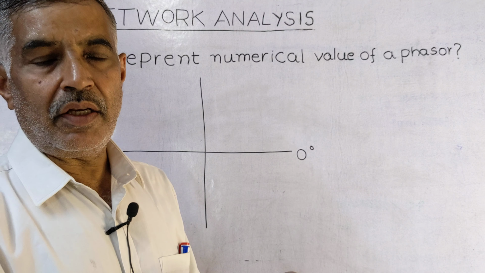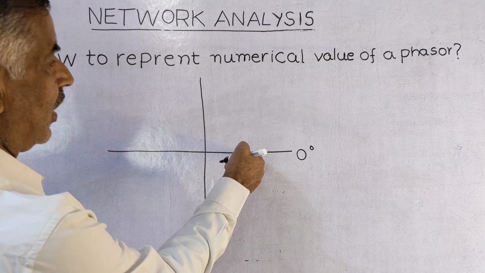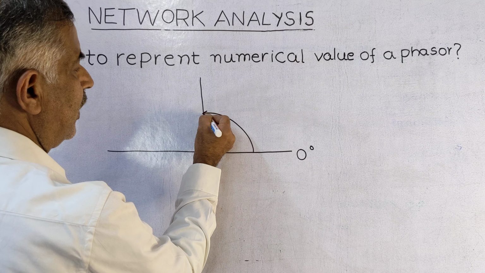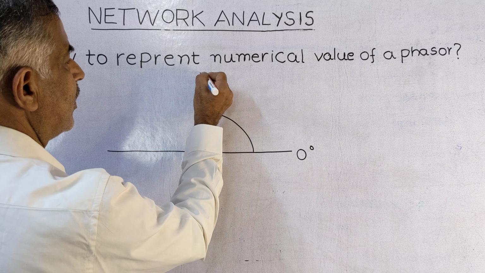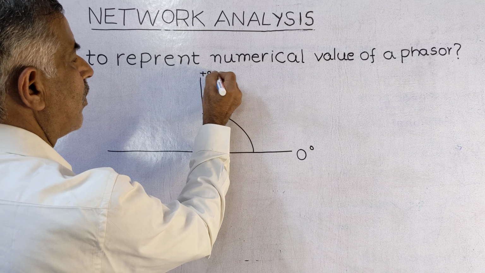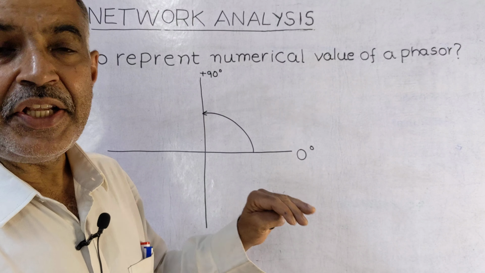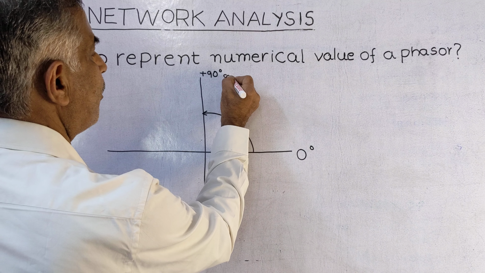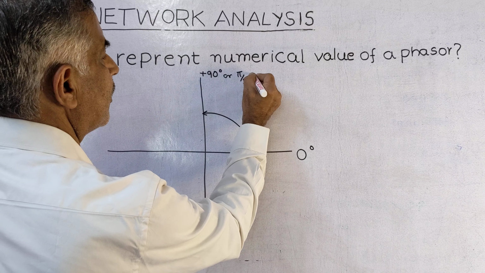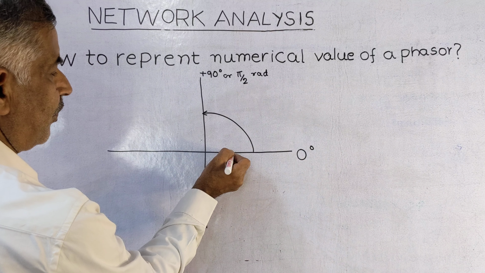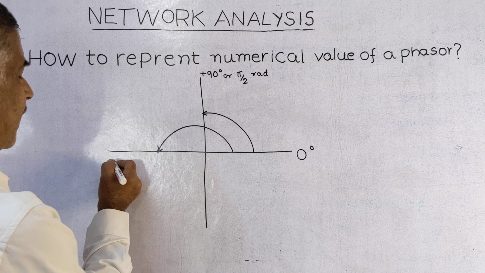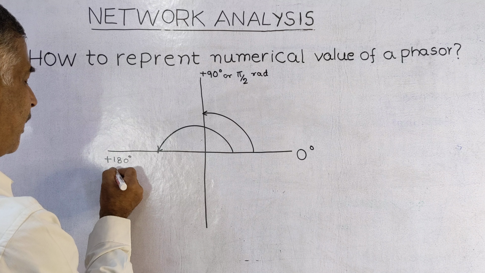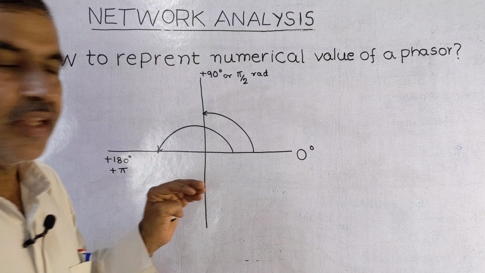Now let us measure angle in the anti-clockwise direction like this. If you measure this angle, it is called plus 90 degrees. When you are measuring angle in the anti-clockwise direction, it is taken with a plus sign. So plus 90 degrees or plus pi by 2 radians. Next, this angle is plus 180 degrees or plus pi radians.